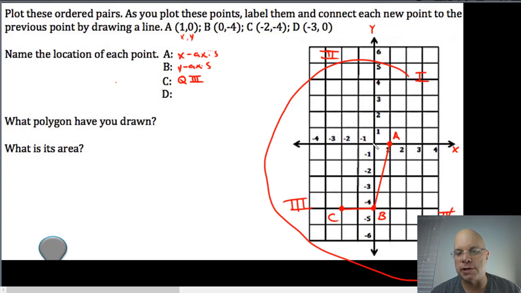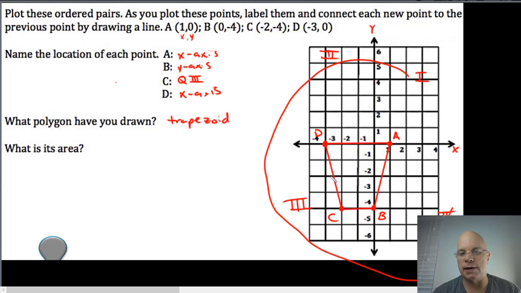D is at -3, 0, so I start at the origin and I go 3 to the left for -3x. Y is 0, so I don't go up or down at all. And so that point is also on the x-axis. That's point D. I'll connect it to C. I'll connect it to A, and then I can name the polygon. It's a trapezoid.